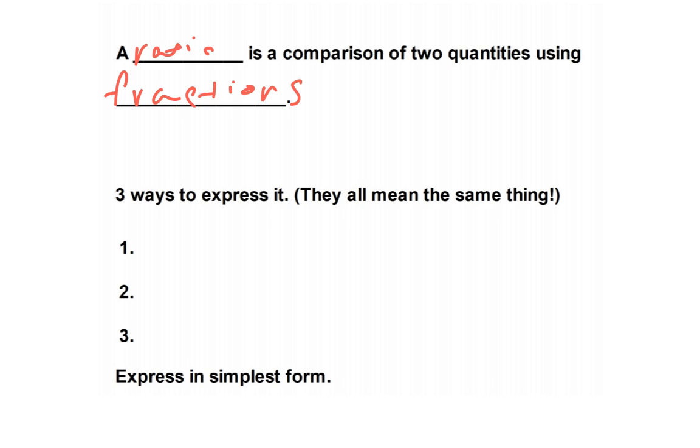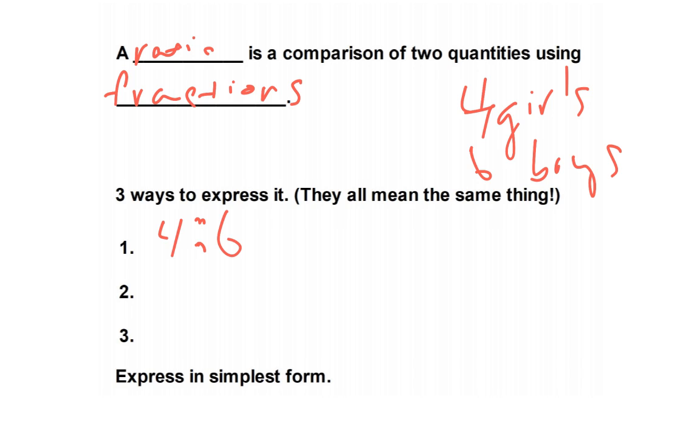We can express it like, how many girls are in here today? 4 girls, excluding me. And how many boys? We have 6. These all mean the same thing. So we can write it as 4, a colon and a 6. We can write it 4 divided by 6, or 4 to 6, using the word "to".